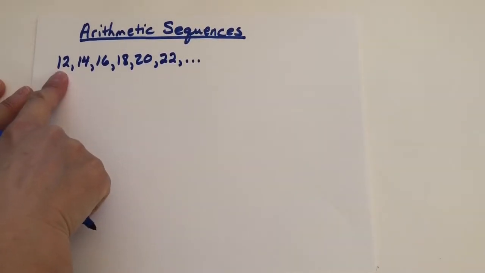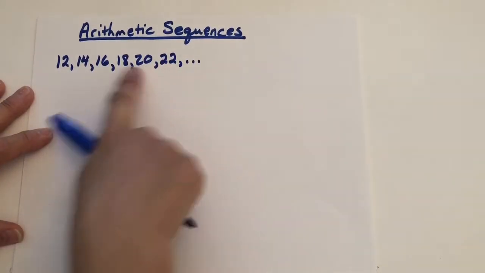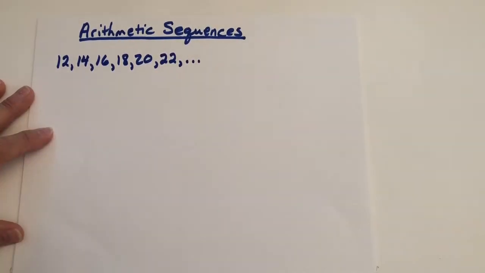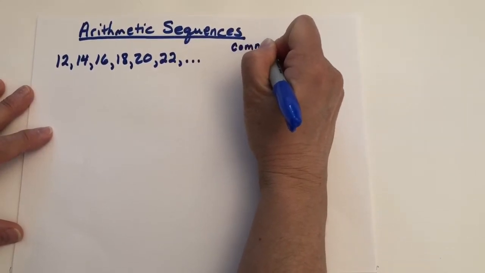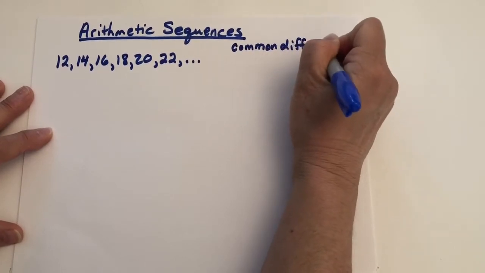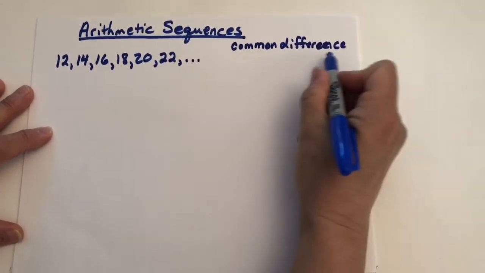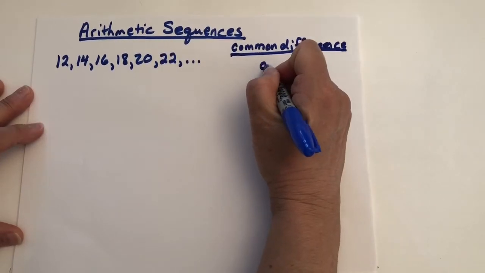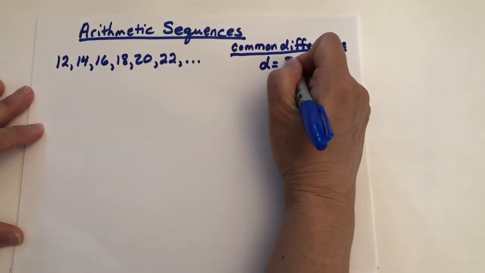14 minus 12 is 2. 16 minus 14 is 2. 22 minus 20 is 2. So there is a common difference between any two consecutive terms. We use that when we're talking about arithmetic sequences, because every arithmetic sequence has what we call a common difference. How about if I spell that correctly? That looks sloppy, but that says common difference. And we generally let D represent the common difference. So for this problem, the common difference is 2.